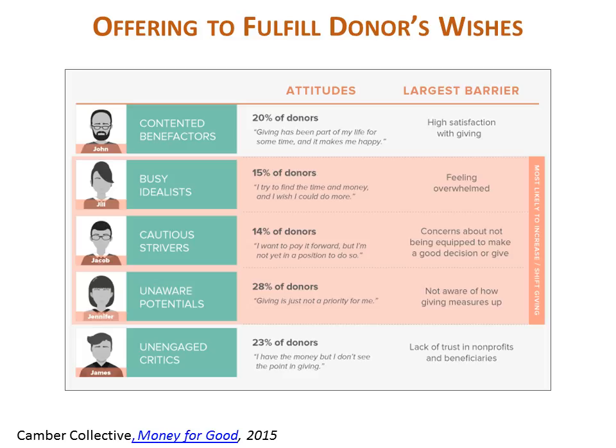This graphic shows you there are 5 different kinds of donors that they've tracked. There are people who are contented benefactors. They've sort of grown up in a giving family, and it's really part of who they are and their identity. Hopefully you find a lot of those folks in your town. There are people who are busy idealists. They want to be generous, but they're too busy or they're not sure where to connect. There are people who are cautious strivers. They want to pay it forward, but maybe they don't feel like they have enough money yet.